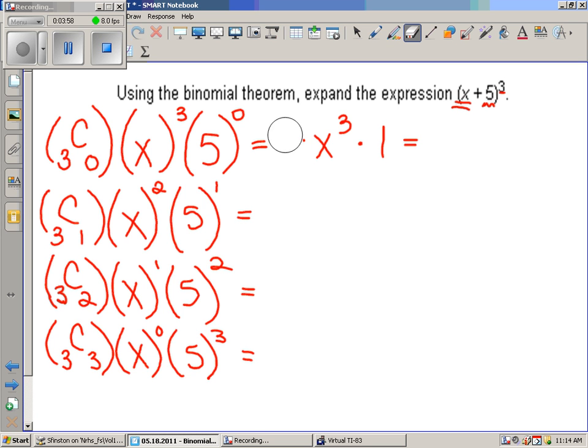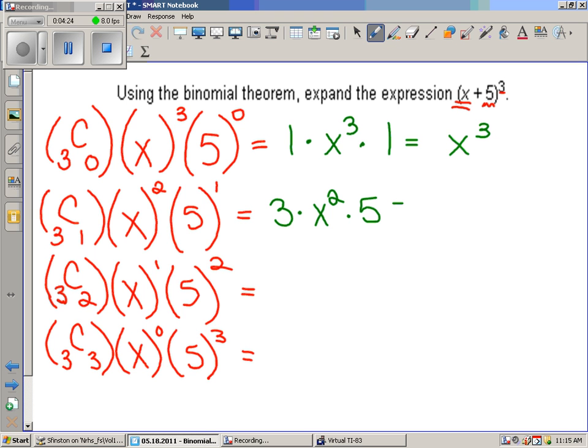I wanted to do this in another color so people can distinguish. So it's going to be 1 times x to the 3rd times 1. That's just x to the 3rd. Now we're going to do the rest of them. What's 3C1? Just plug it into your calculator. Good, 3C1 is 3. That's going to be 3 times x squared times 5. That's 15x squared.